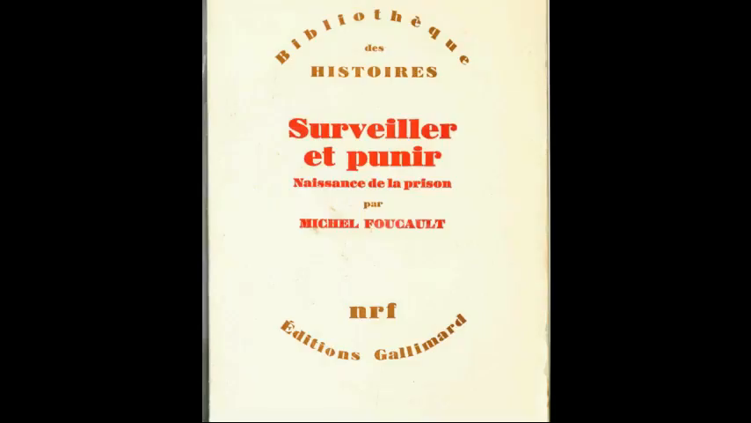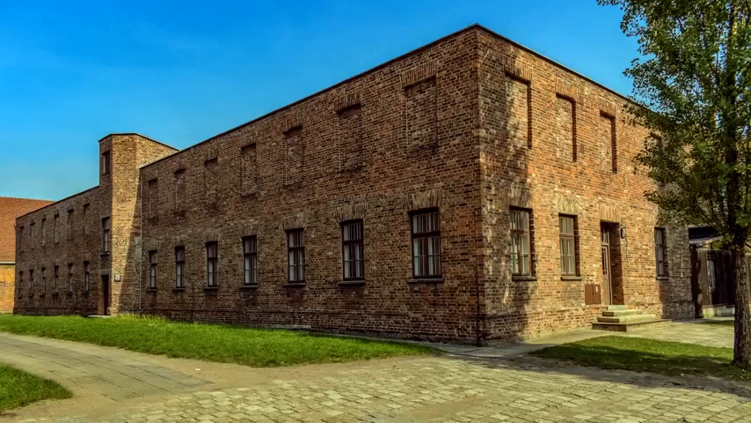Book Introduction. In this video, we will be giving you an introduction to the book, The Birth of the Prison, written by the famous French philosopher Foucault. In other words, the book's original name is Surveiller et Punir, Naissance de la Prison. Surveiller et Punir, Naissance de la Prison, is a 1975 book by Michel Foucault, a French philosopher and historian.